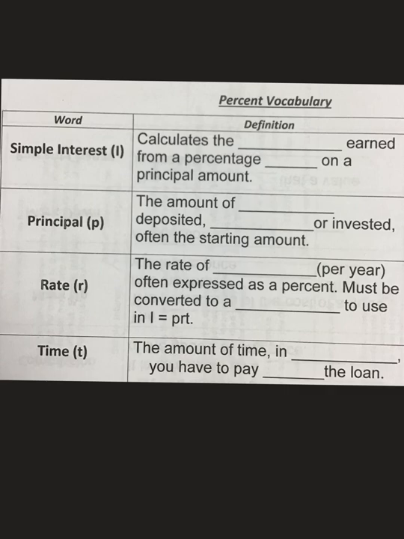So let's look at that first word. It says simple interest. Simple interest calculates the money earned from a percentage fee on a principal amount. Principal is the amount of money deposited, borrowed, or invested. Often this is your starting amount.